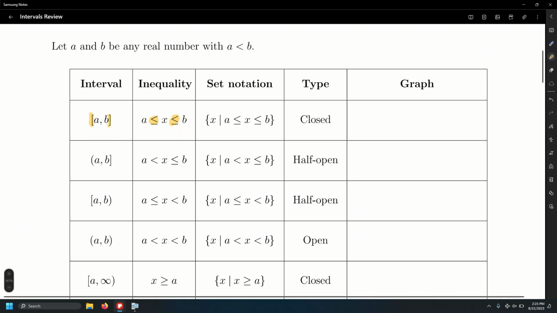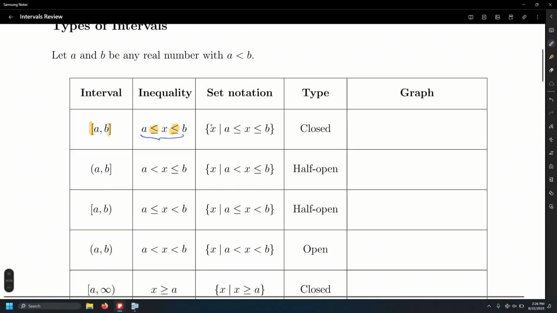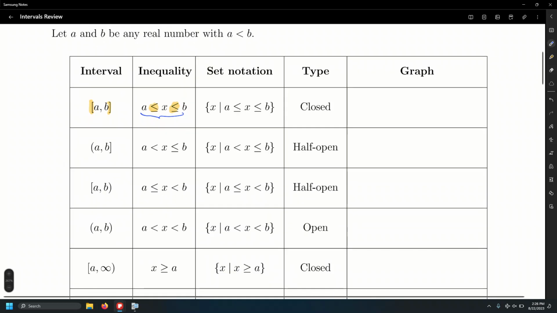And for the set builder notation, all we do is simply copy and paste this in set builder notation. What does that mean? The way we read this is: x such that x is greater than or equal to a and less than or equal to b. We're going to get into reading these sentences more in depth later. Don't worry if right now it looks like a lot of information. We'll get there. And again, it's called a closed interval.